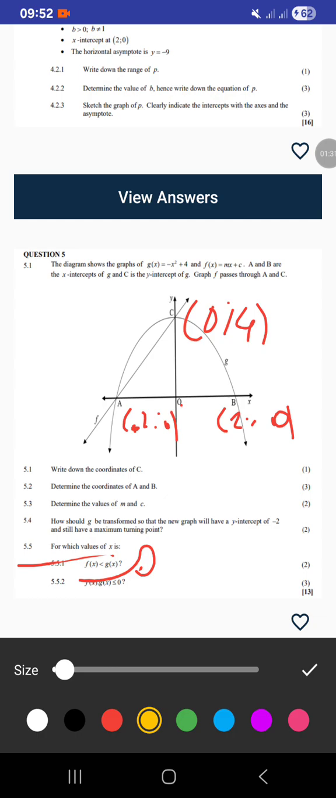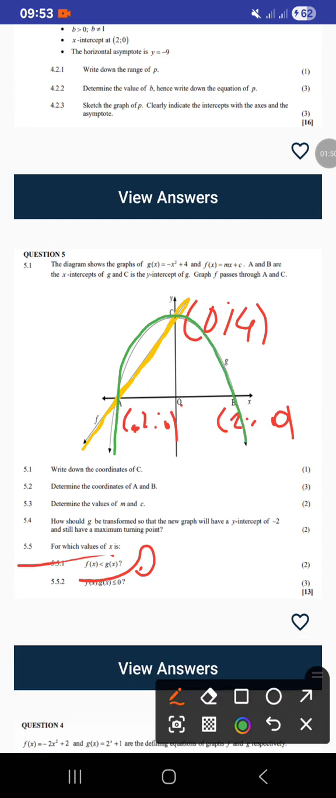This one, I want you to really pay good attention. I'm going to label the graph of f using the color yellow, and the graph of g using the green color, so that you can see. Now the question says, for which values of x? So we're only going to look at the values of x, the 2 and the negative 2 and the 0.